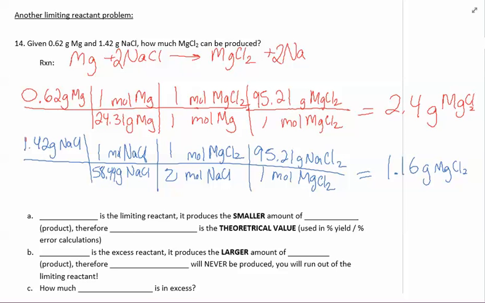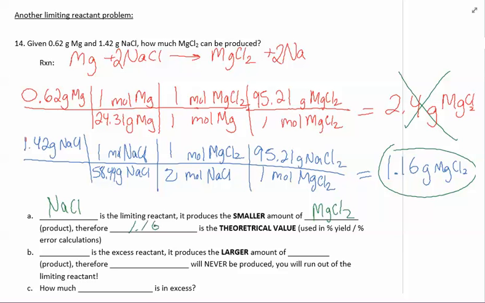From the sodium chloride, you would get 1.16 grams of MgCl2, and from the magnesium, you get 2.4 grams of magnesium chloride. So the amount produced would be the 1.16 grams of magnesium chloride. That would indicate that sodium chloride is the limiting reactant. So it produces a smaller amount of your MgCl2. Therefore, the 1.16 is your theoretical value. And then we have Mg is excess. It produces the larger amount of MgCl2.